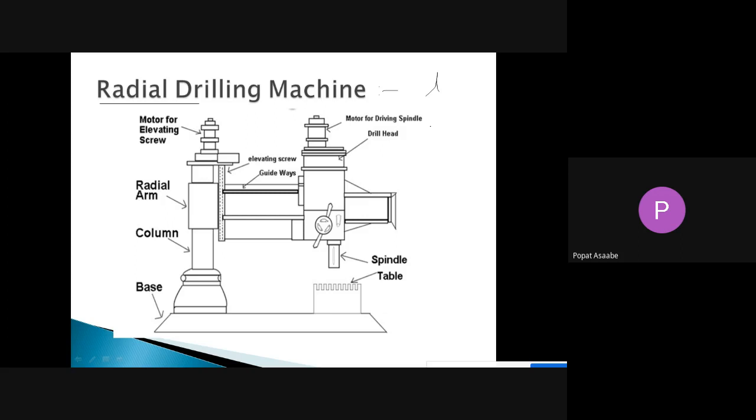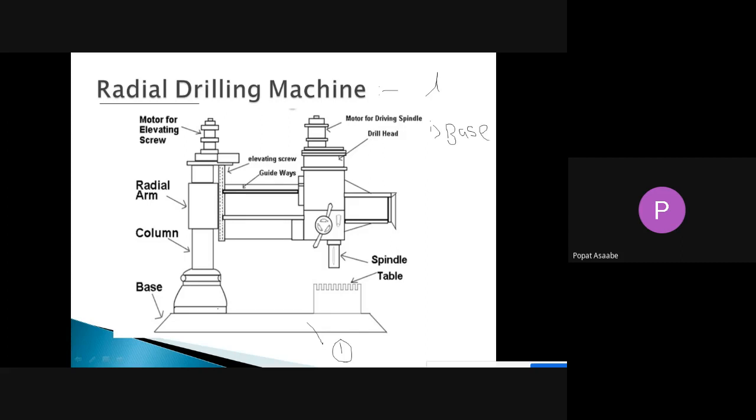See the construction of the radial drilling machine. This is the line diagram for the radial drilling machine, and it consists of the following parts. See here, this is part number 1. It is called the bed, or we can call it the base of the radial drilling machine. The base is the first part of your drilling machine.